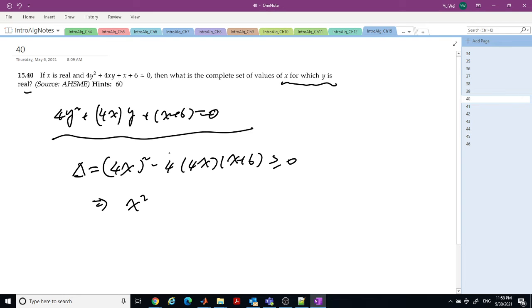Then x squared, taking out 16, minus x minus 6 is greater than or equal to 0. Then what do we have?